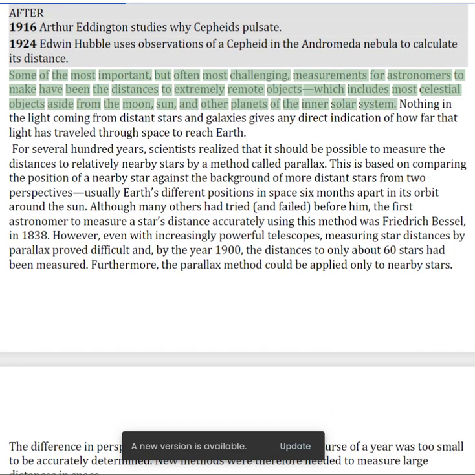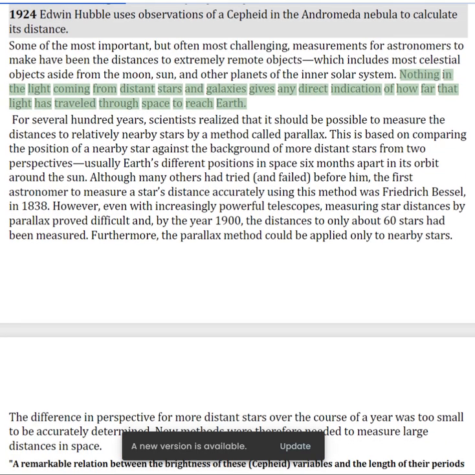Some of the most important, but often most challenging, measurements for astronomers to make have been the distances to extremely remote objects, which includes most celestial objects aside from the Moon, Sun, and other planets of the inner solar system. Nothing in the light coming from distant stars and galaxies gives any direct indication of how far that light has traveled through space to reach Earth.